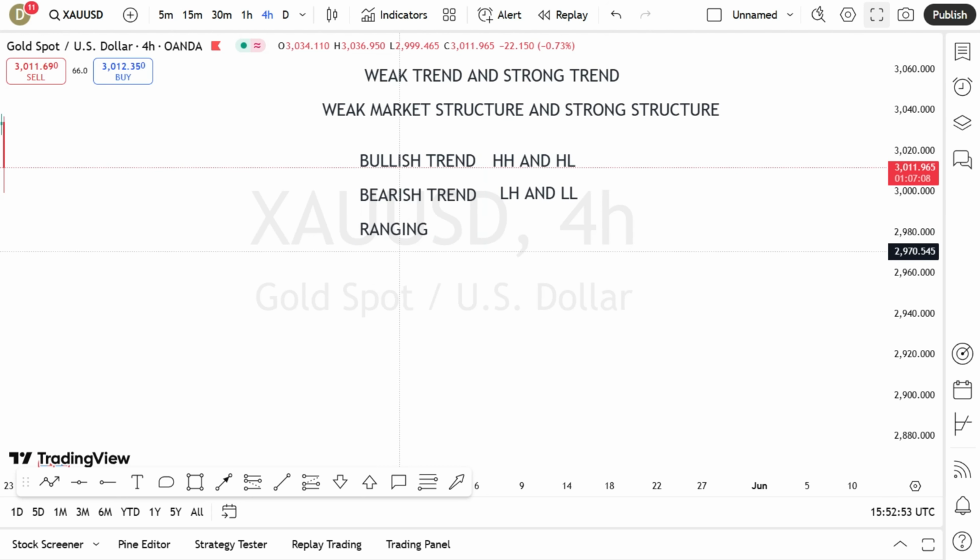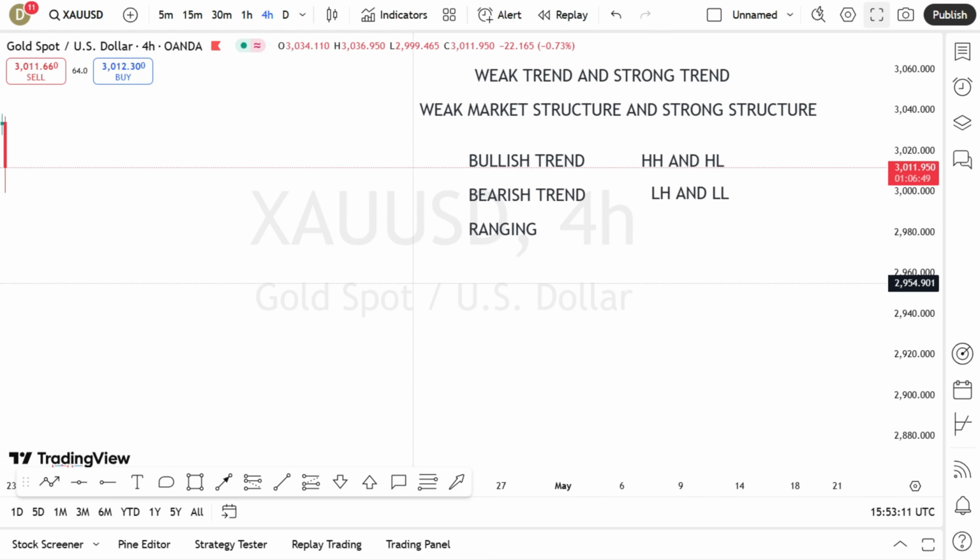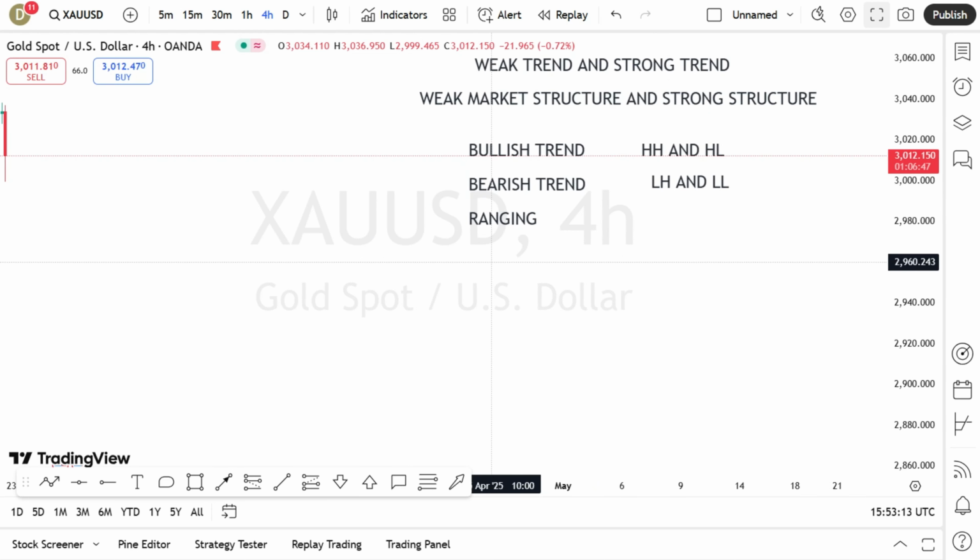So we buy in the bullish market, we sell in the bearish market, and we neither buy nor sell in the ranging market. So when we say a weak trend, all right?